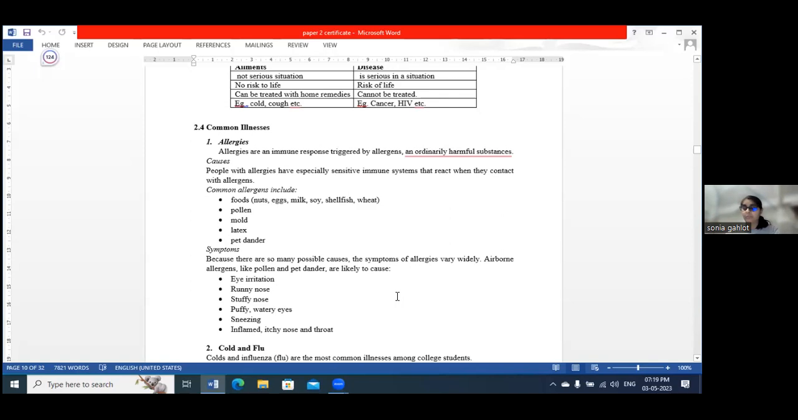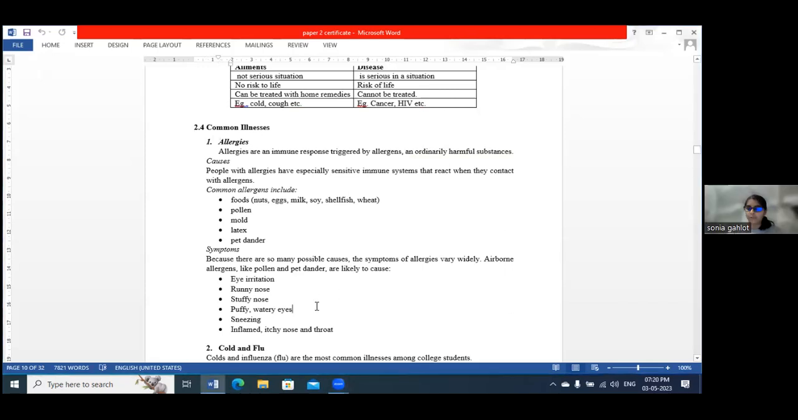There are many symptoms seen when a person is allergic to anything. Some are eye irritation, runny nose, stuffy nose, watery eyes, sneezing, and sometimes an itchy nose or throat. So these are the various symptoms that happen due to an allergic reaction. I hope everybody understood that. Yes. Great.